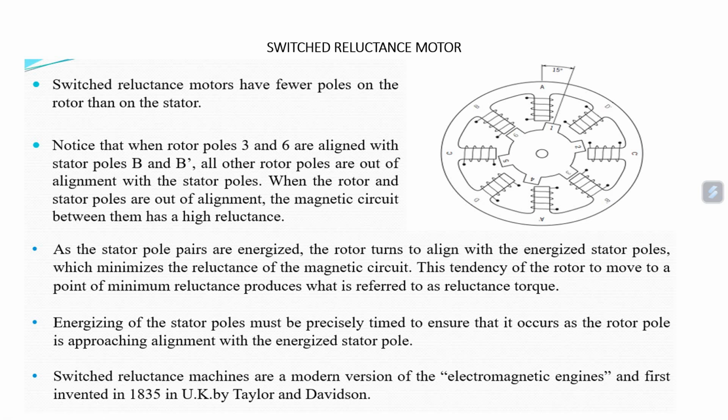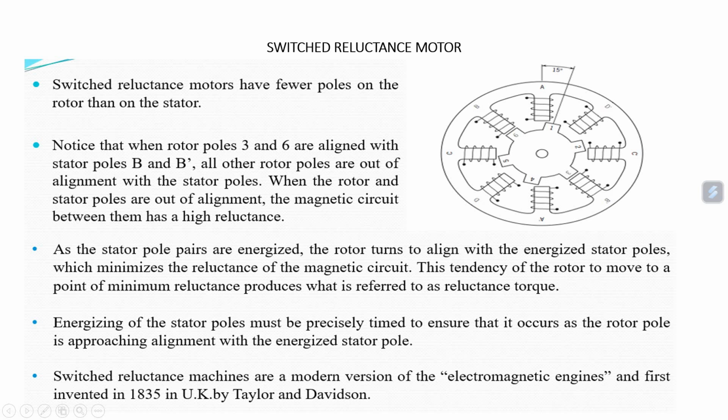For example, in this diagram, when the rotor poles 3 and 6 are aligned with the stator poles B and B dash, all the other rotor poles are out of alignment with the stator poles. When the rotor and stator poles are out of alignment, the magnetic circuit between them has high reluctance. So as the stator pole pairs are energized, the rotor turns to align with the energized stator pole, which minimizes the reluctance of the magnetic circuit.